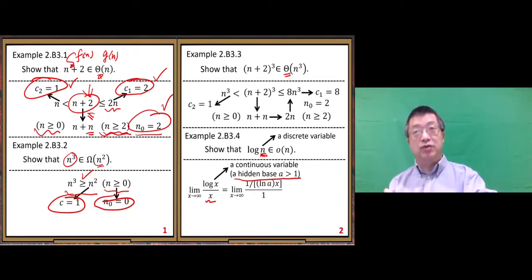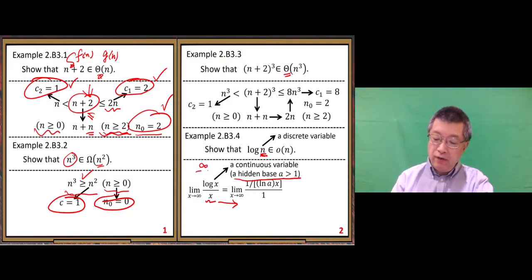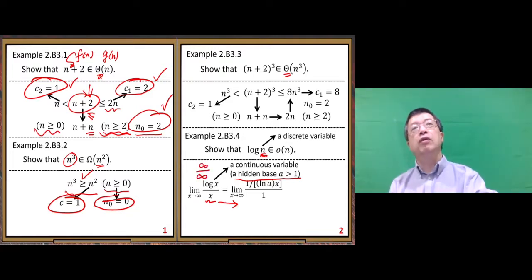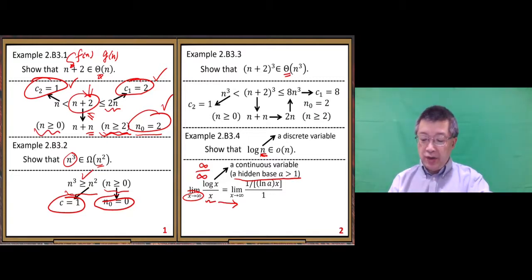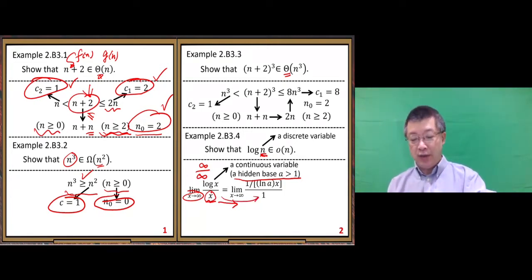Now, why can we use L'Hopital's rule here? From this step, I use L'Hopital's rule, right? But when you use L'Hopital's rule, you need to check the condition. Here you can see it is an infinity over infinity indeterminate form. The numerator goes to infinity, and the denominator also goes to infinity when x approaches infinity. So we can use L'Hopital's rule. We take the derivative of x, that is 1.